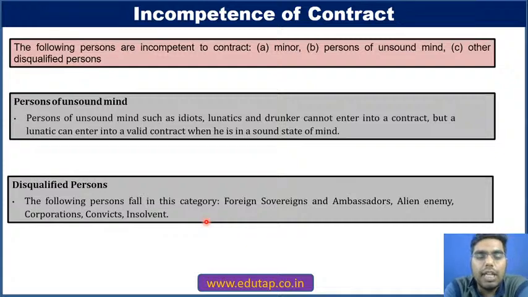Next is disqualified person. The following persons fall in this category: foreign sovereigns and ambassadors. The Government of India has said you cannot make an agreement with foreign ambassadors or foreign sovereigns. Then alien enemy: if there is a war of any country with India, you cannot make a contract with that person. Next is corporation, which the government has specifically barred. Insolvent persons, who are bankrupt, you cannot have a contract with. And convicts, persons convicted in any court case, are incompetent persons. Any contract made with these persons will be invalid.